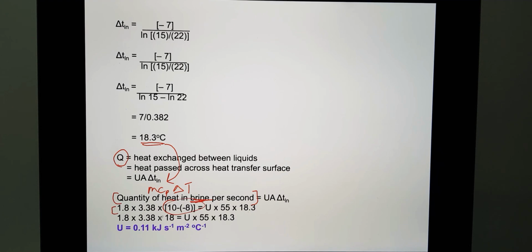Right, this one is the delta T for the brine. Okay, and then on your right hand side, this one is UA delta T. So U, you need to calculate. This one is the unknown. A has been given. And LMTD is what you calculated just now. It should be plugged in here. So the value for U is 0.11 kilojoule per second meter square degree Celsius. Alright, so this is another example of the use of LMTD and how to calculate the value of U when you are given 4 sets of temperature. Okay.